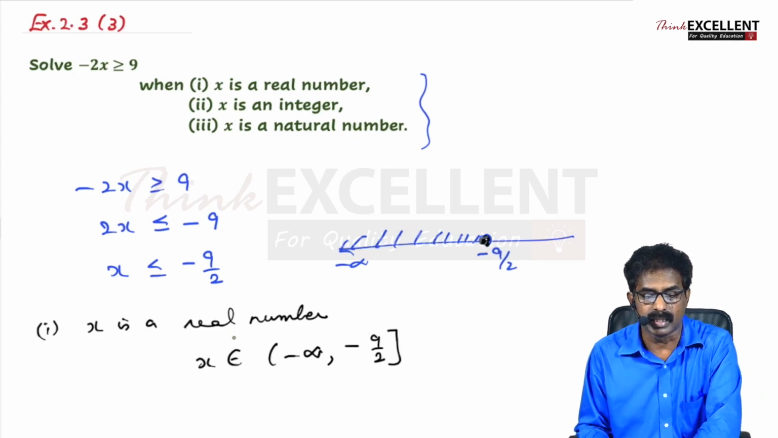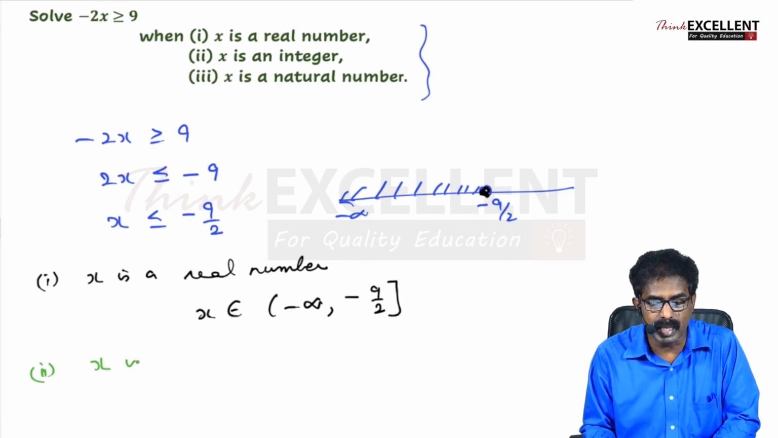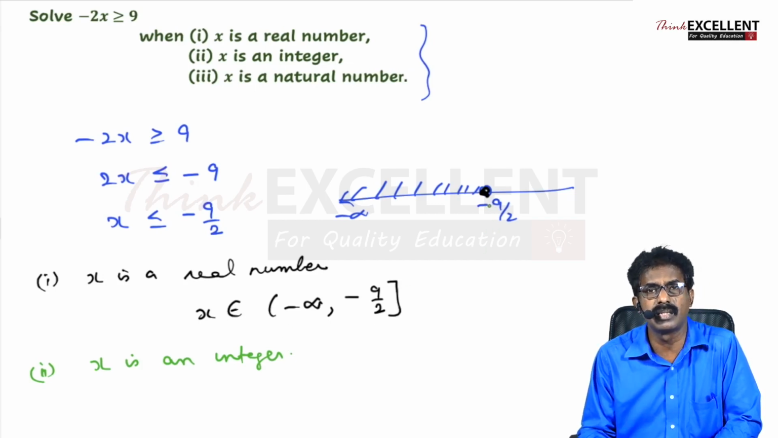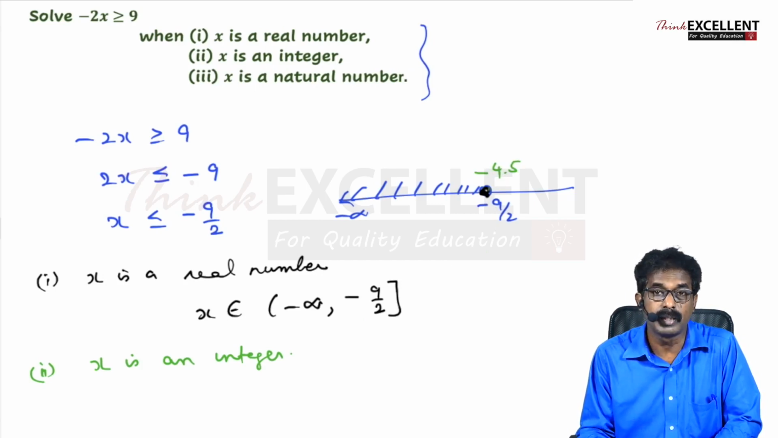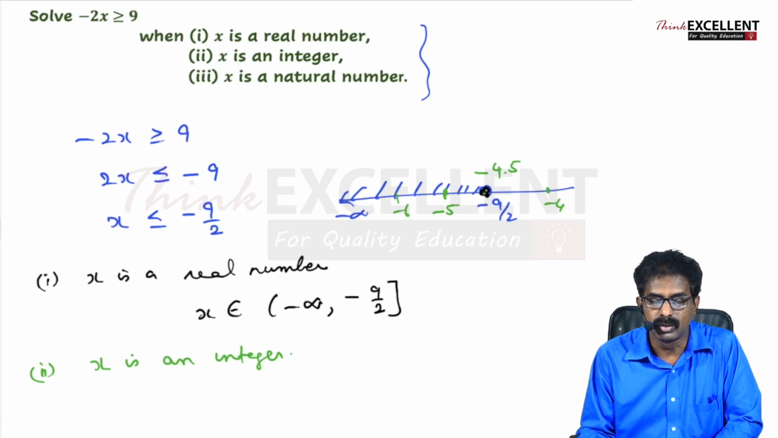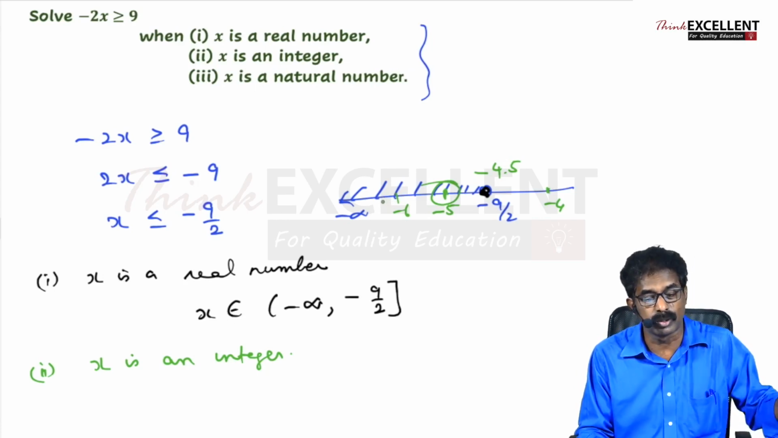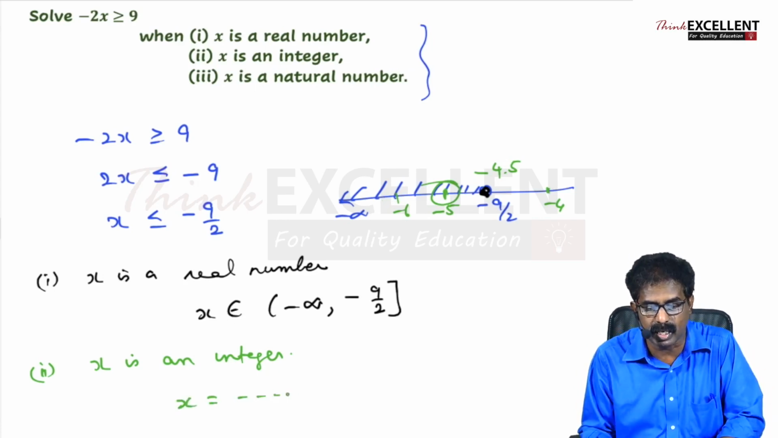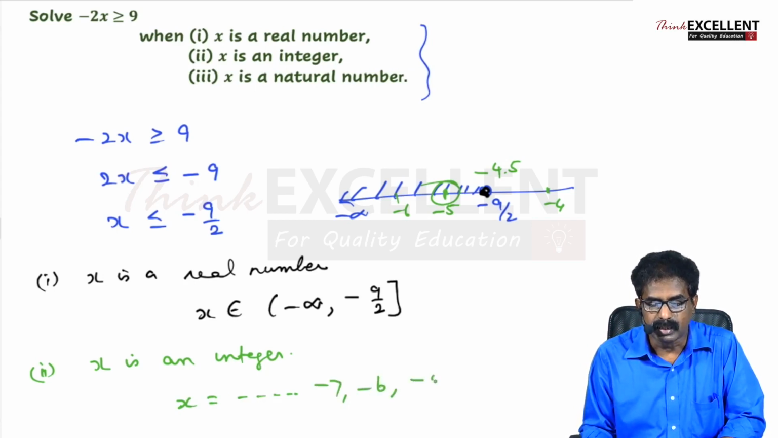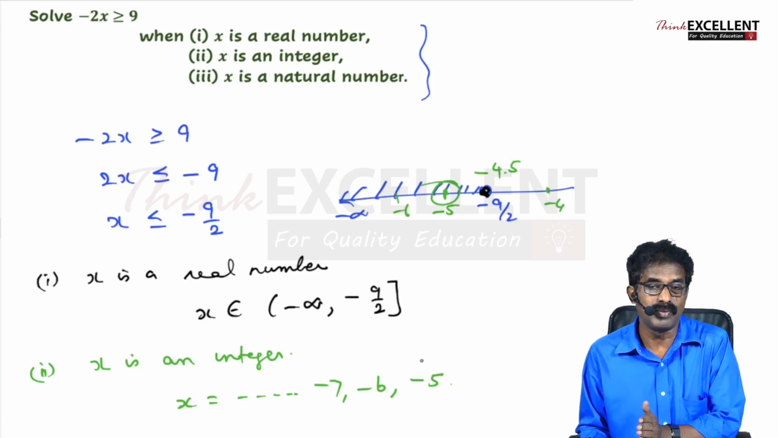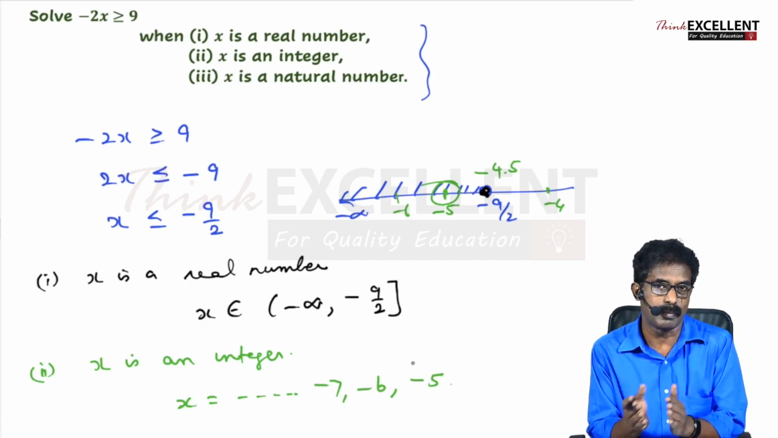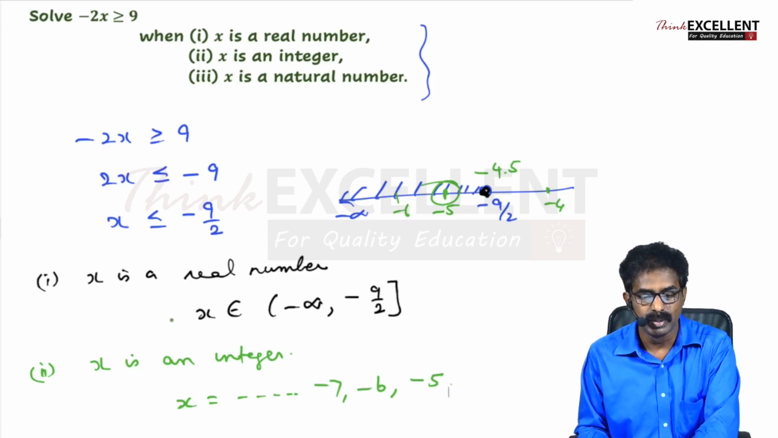And the second part, x is an integer. Please listen here. 9 by 2 is 4.5, so minus 4.5. Below that, what is the integer? It should be minus 5. Minus 4 is here, then minus 5, then minus 6, etc. So the first integer you can take is minus 5. Then below that minus 6, minus 7, like that it goes till the end. So x takes the values ..., minus 7, minus 6, minus 5. Up to minus 5, you can't take minus 4 because x is less than or equal to minus 4.5. When minus comes, you may have some doubt. That's why I drew the diagram, so you won't have any doubt.